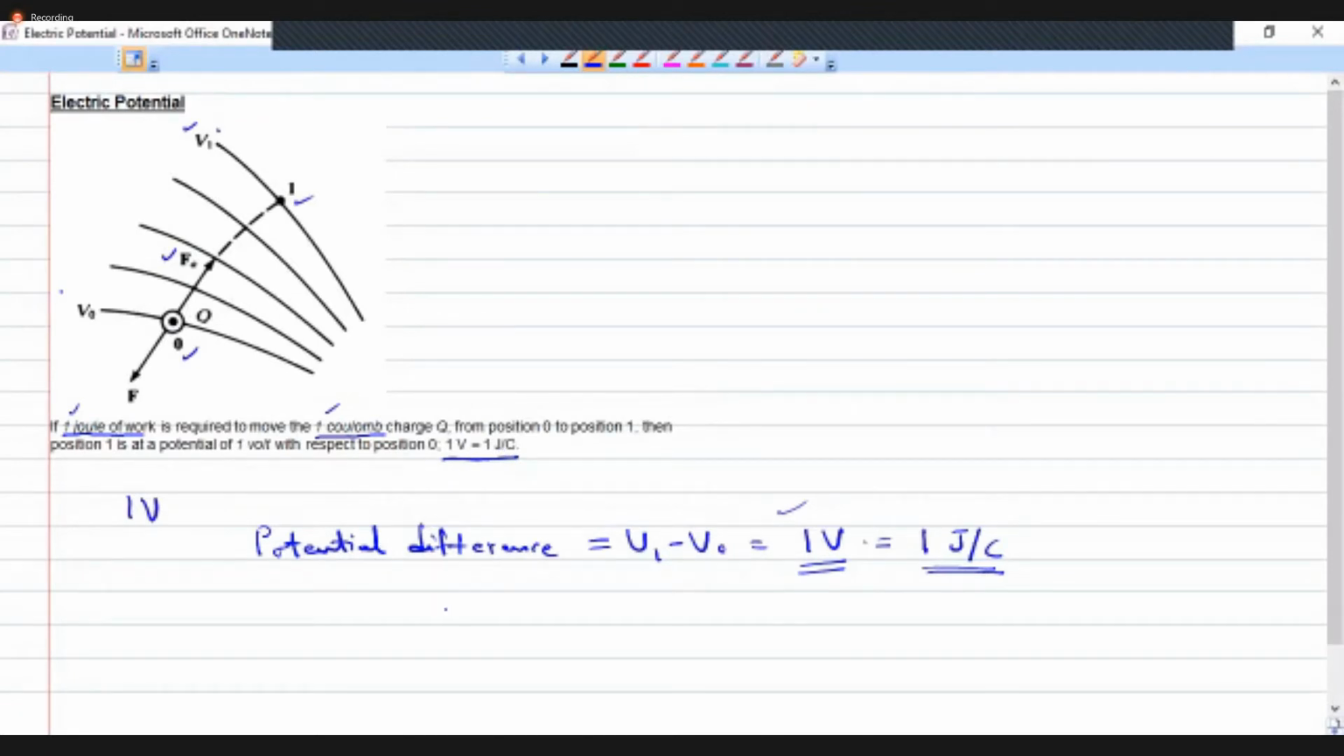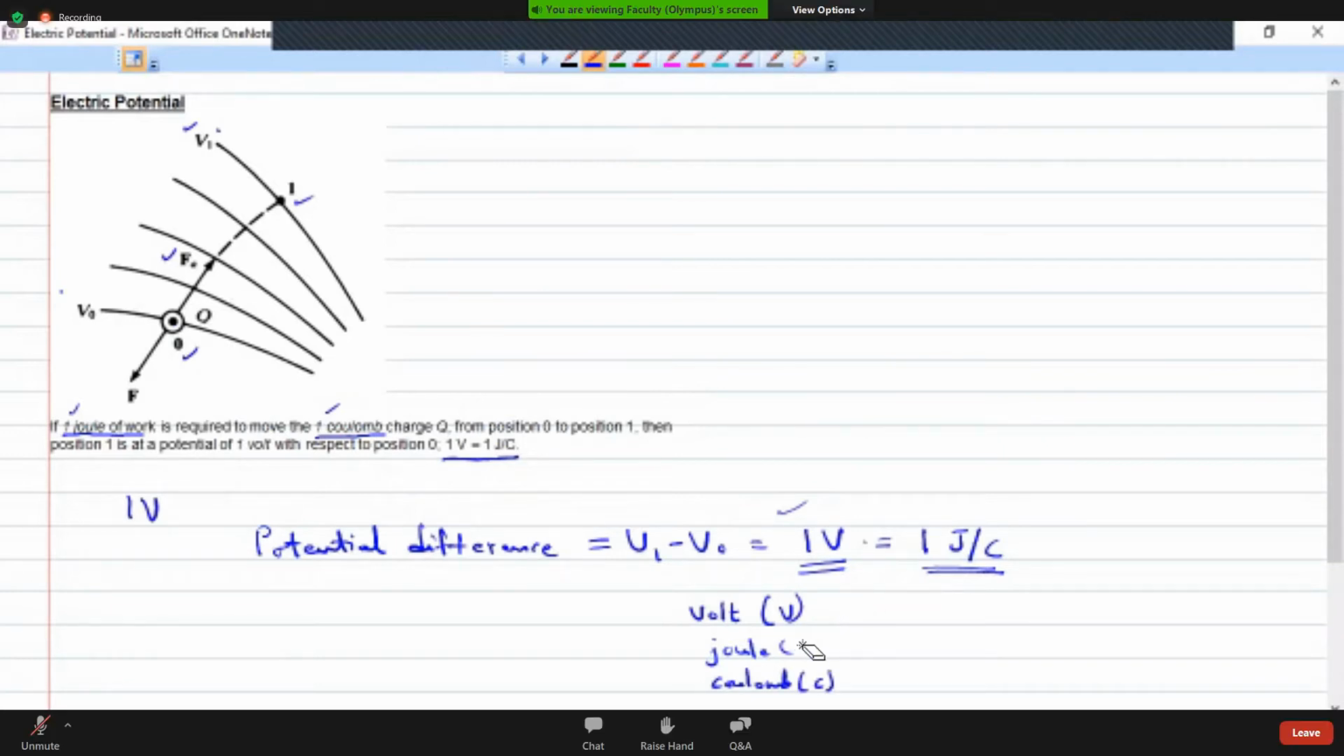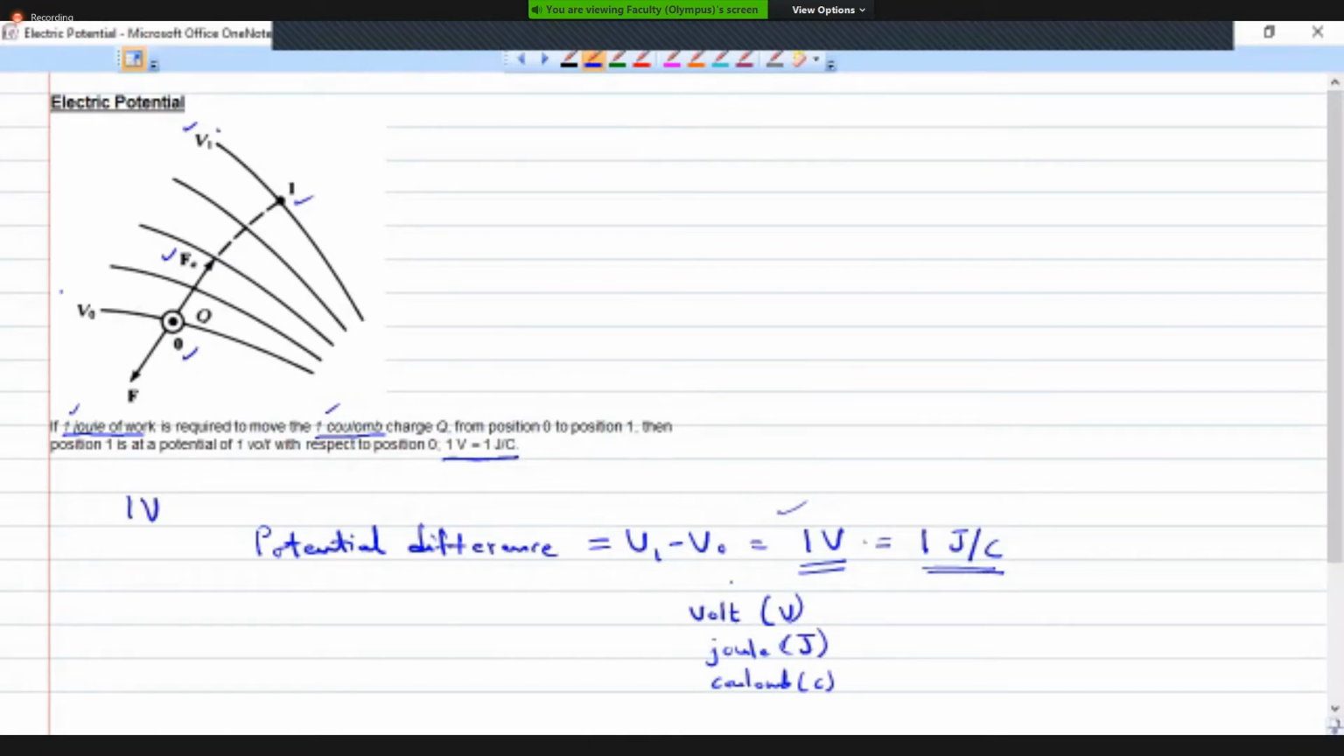So the unit of voltage is volt. When you write the full form, you write it in small letters, volt, or the symbol is capital V. J stands for joule, capital C stands for coulomb. J stands for joule.